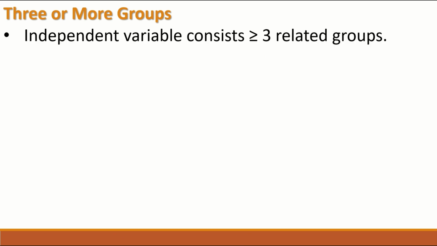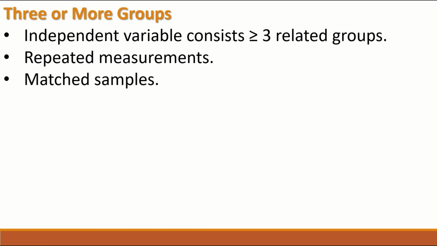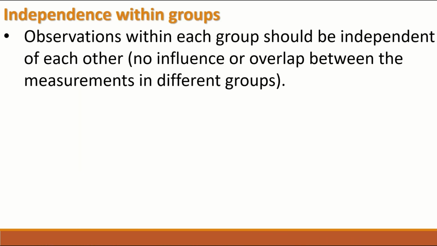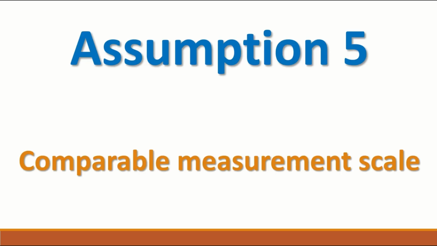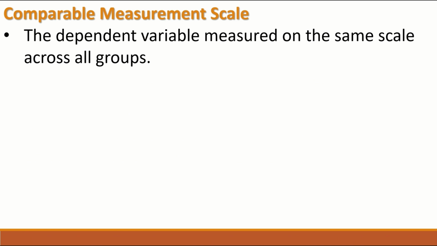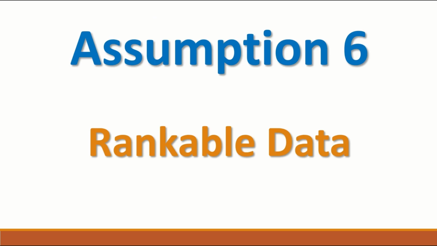So the independent variable should consist of 3 or more related or matched groups, i.e. repeated measurements, which means that the samples are matched. The fourth assumption is independence within groups, which means that the observations within each group should be independent of each other. No influence or overlap between the measurements in different groups. The fifth assumption is comparable measurement scales, which means that the dependent variable is measured on the same scale across all groups. The sixth assumption is rankable data.